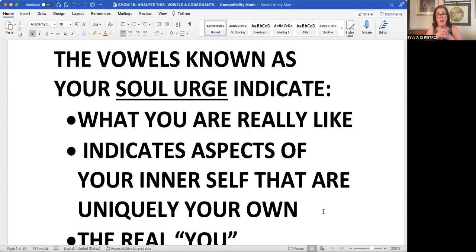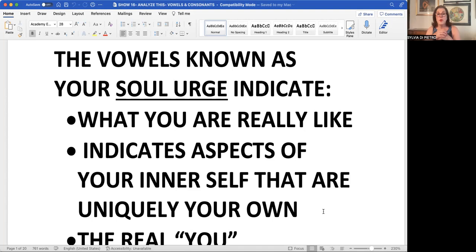Now let's talk about just vowels, the vowels in your name. The vowels in your name are computed above your name when we compute someone's name. And they are called, when we add them together, your first name, then your middle name, and then your last name, your soul urge.